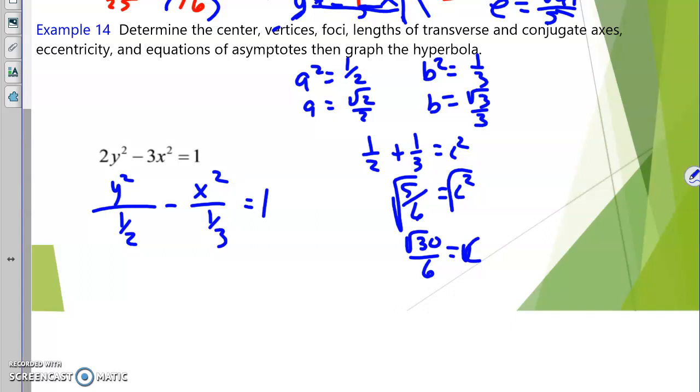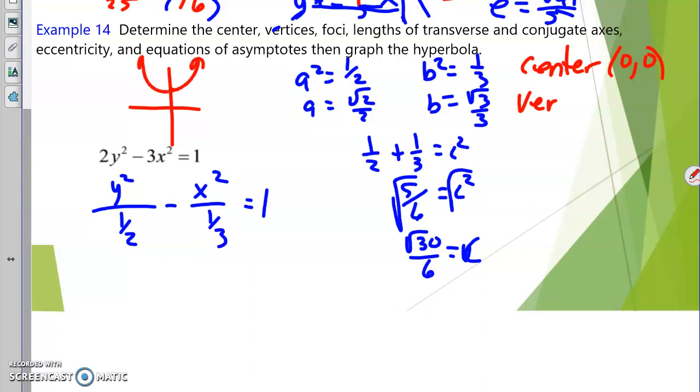So it looks like I have enough information to answer most of the questions here, so let's get to answering. We know the center of this is at 0, 0 again. Most of them have been so far. We're going to have to do one without that. Let's look at the orientation of this one. If I have the y squared first, the transverse axis is going to be the vertical axis, parallel to the y-axis.